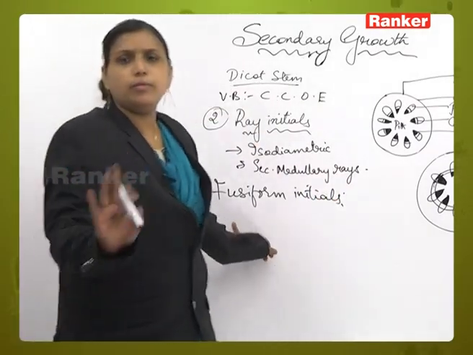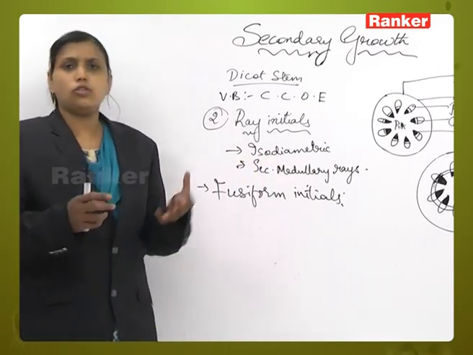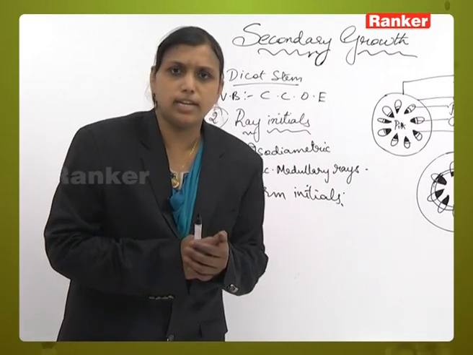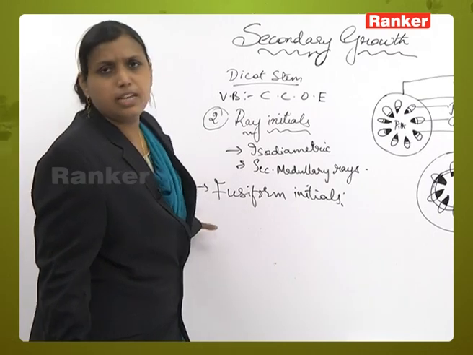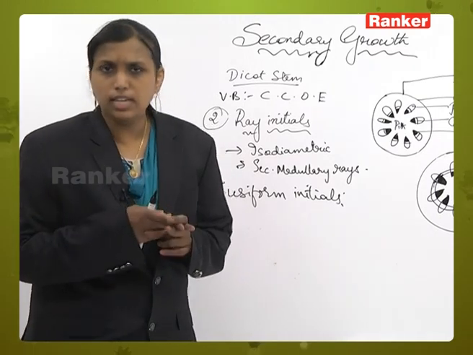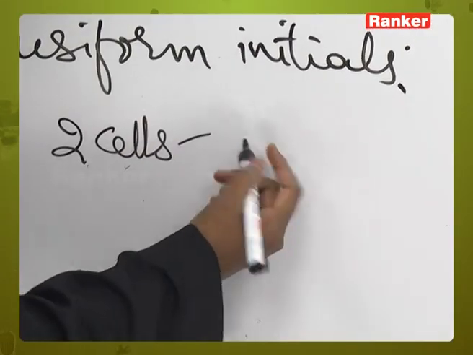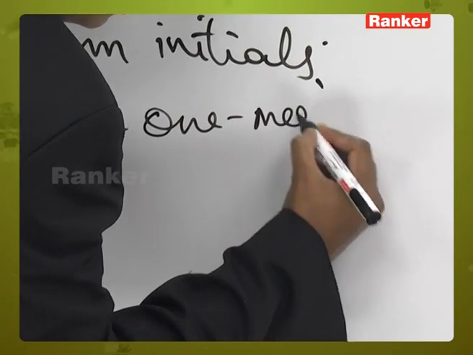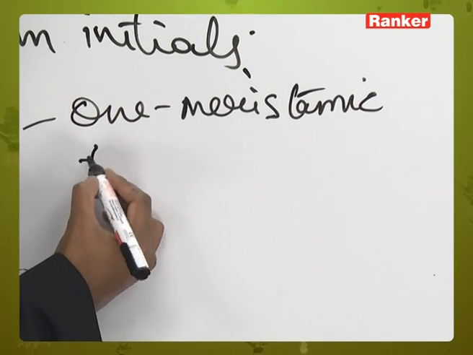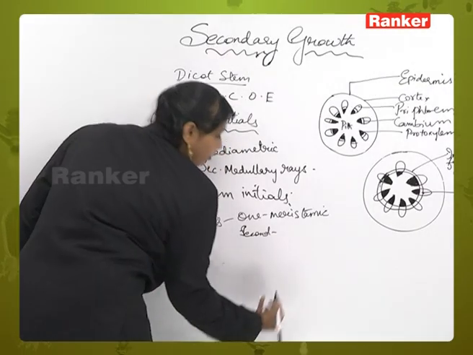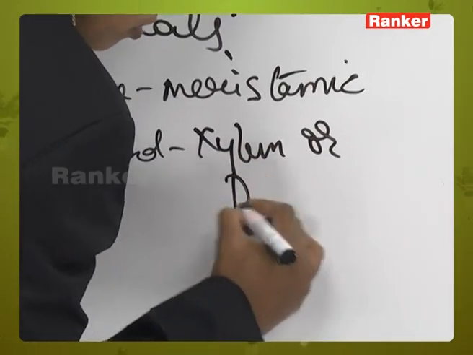When we come to the fusiform initials, there are n number of periclinal divisions taking place, because of which there is a growth of secondary phloem and secondary xylem. Out of these cells formed, secondary xylem and secondary phloem, two types of cells are formed. Out of these two cells, one will be in meristematic condition and the second one will develop either into xylem initials or phloem initials.